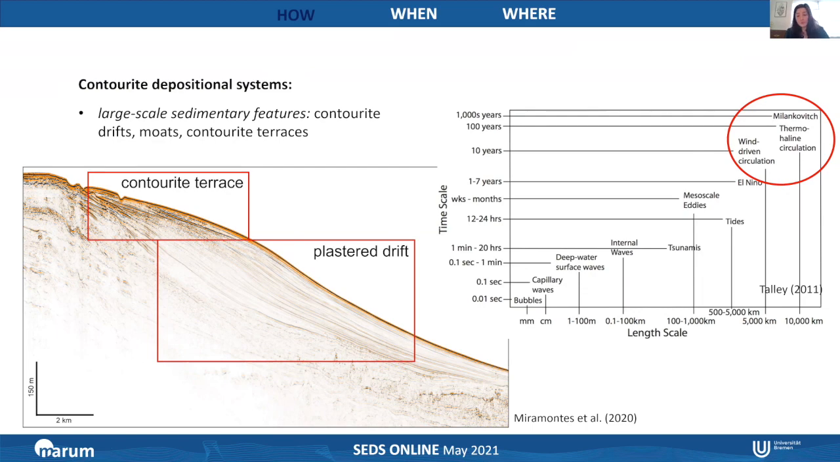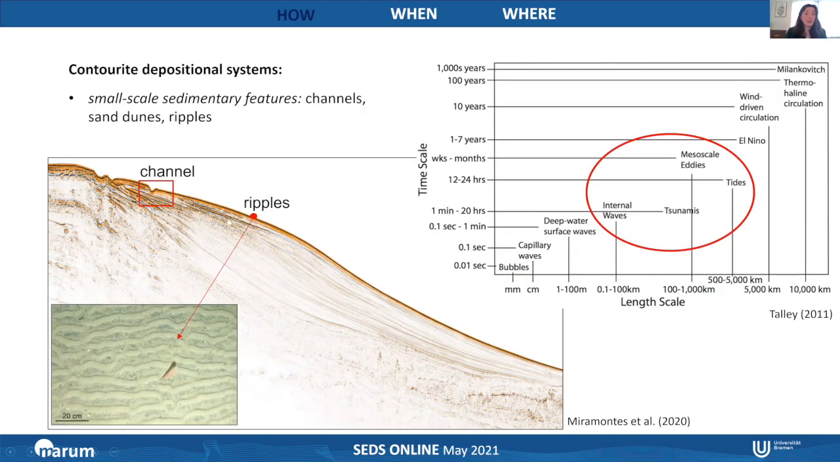And then when we have a look a bit closer, we are going to find other smaller scale features, ripples, channels, that sometimes even have different orientations. And that already helps us to understand if they are related to other processes, because sometimes we can find, for example, dunes that are formed migrating upslope and have another orientation that suggests that they are not being formed by the along-slope currents. And these types of features can be formed, for example, by tides, mesoscale eddies, or internal waves.